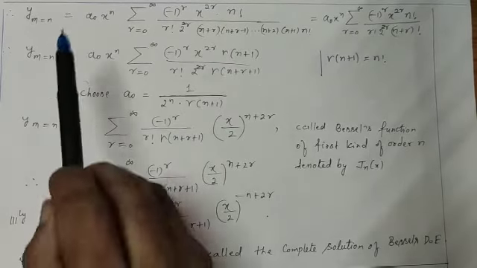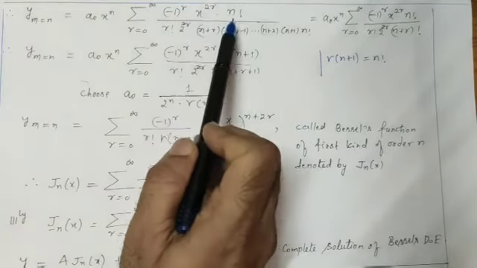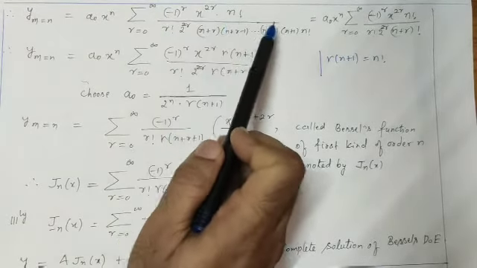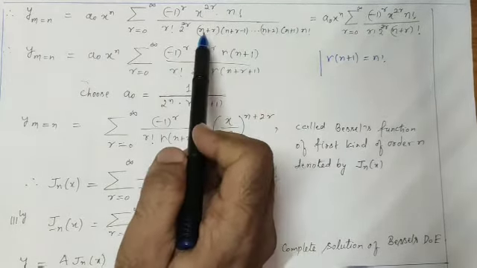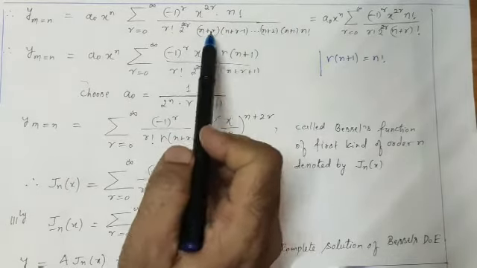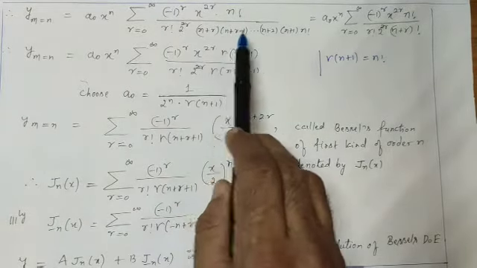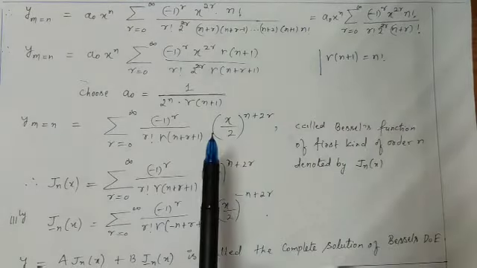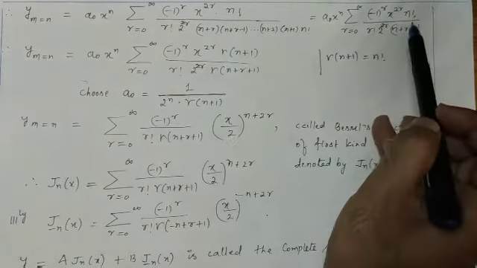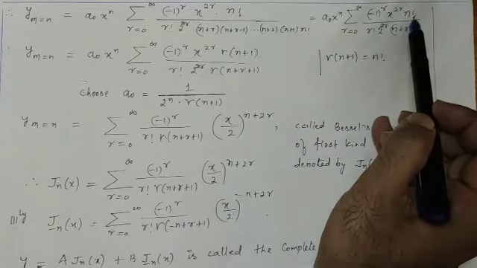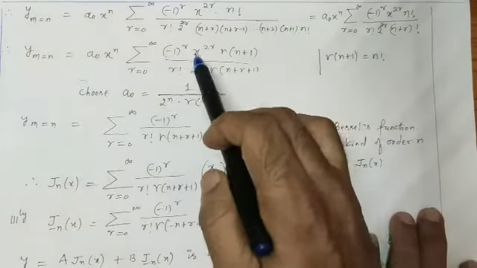Therefore we obtain a naught x power n, minus 1 power r, x power 2r. I will multiply numerator and denominator by n factorial. So in the previous step we had n plus 1, n plus 2, etc., n plus r. I wrote it in the reverse order, in the descending order: n plus r minus 1, etc., n plus 2, n plus 1, n factorial. So the same thing we can write as n plus r factorial in the denominator and n factorial. So therefore we obtain y is equal to a naught x power n, minus 1 power r, x power 2r.